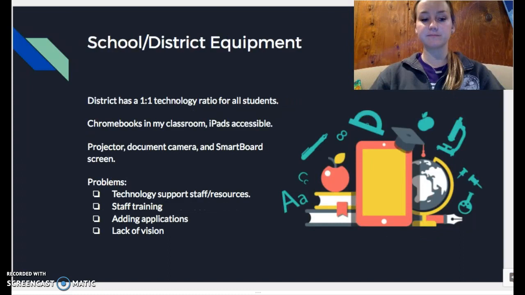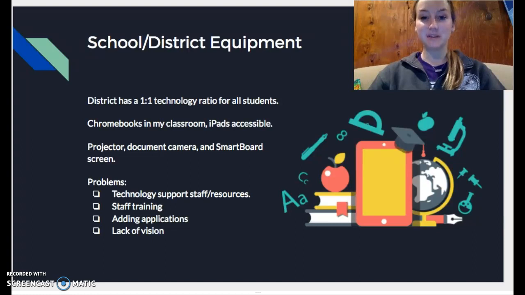So I would consider my school and district very well equipped when it comes to technology. We have a 1-to-1 technology ratio for all students, K through 12 in the entire district. So I have Chromebooks in my classroom as a 5th grade teacher, but I also have iPads that are accessible because they have them in the K through 3 grade levels. So if I wanted to use iPads, I definitely could borrow those. I also have a projector, a document camera, and a smartboard screen. My smartboard does not work because the district stopped providing the software to make them work, but it still works as a projector screen.